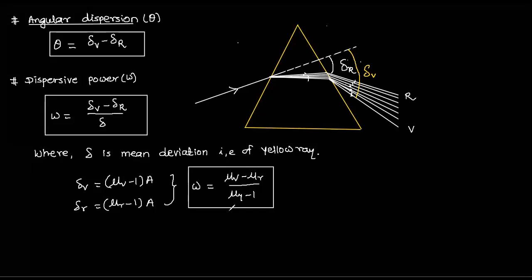What is mu Y here? Where mu Y is equal to mu V plus mu R divided by 2. Right? This is for angular dispersion and dispersive power. Please note down. Okay, finished. So let's move ahead. Next concept is dispersion without deviation.